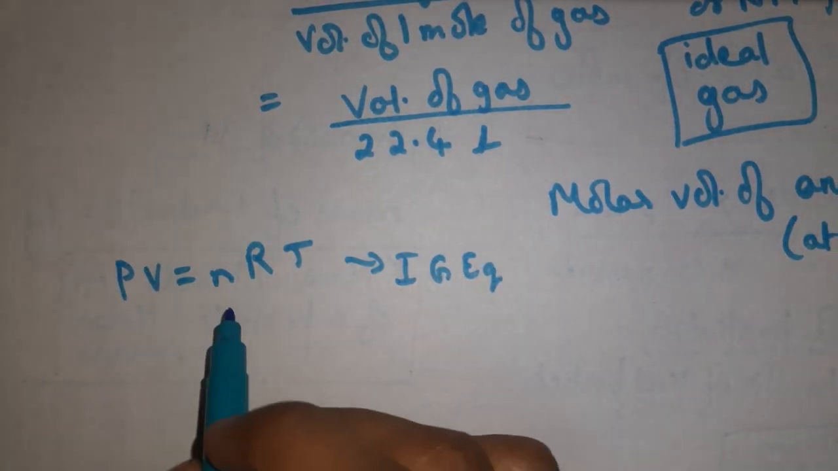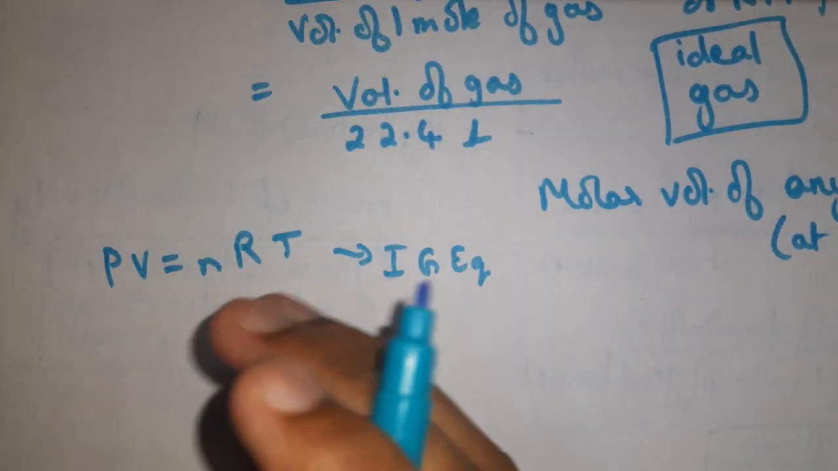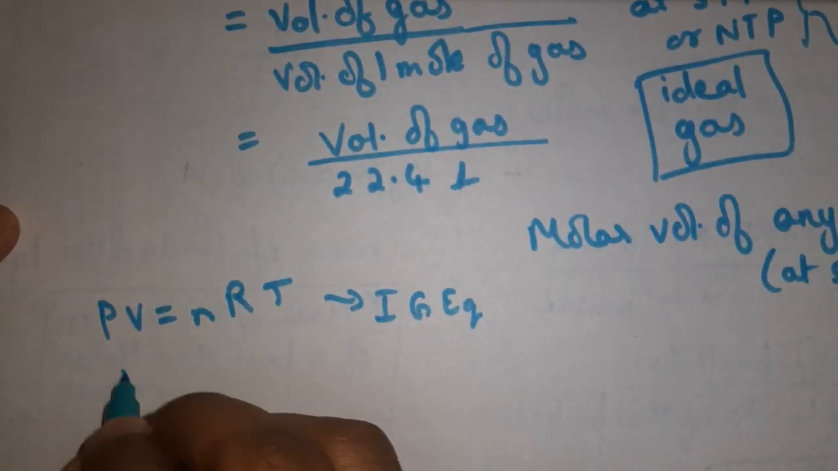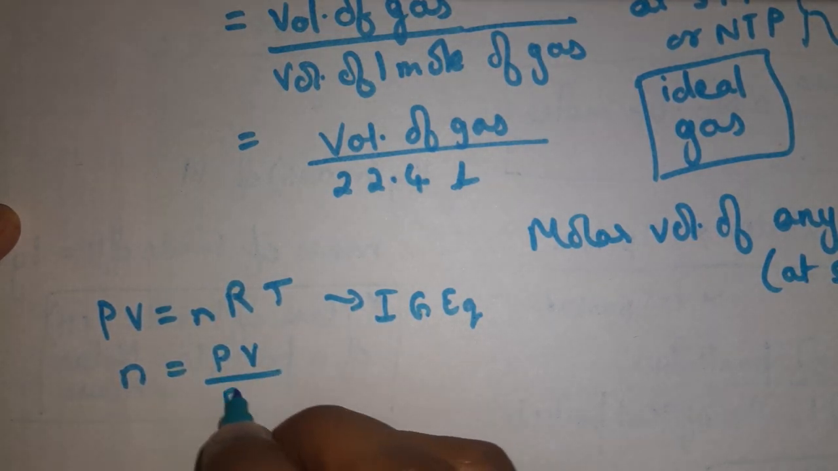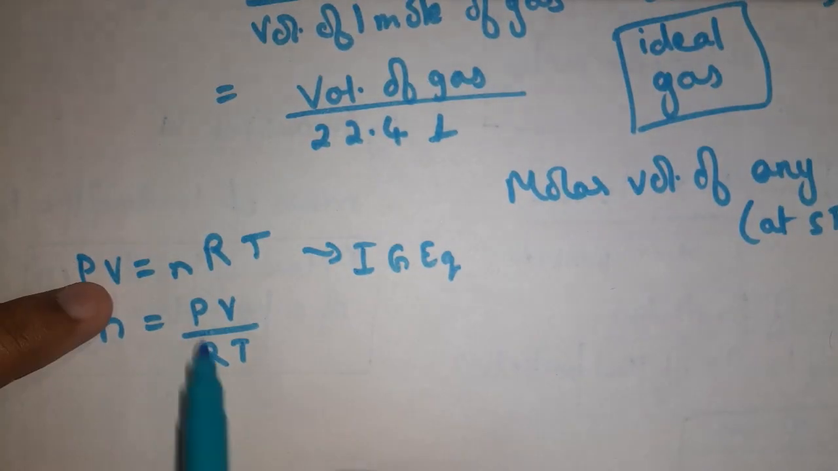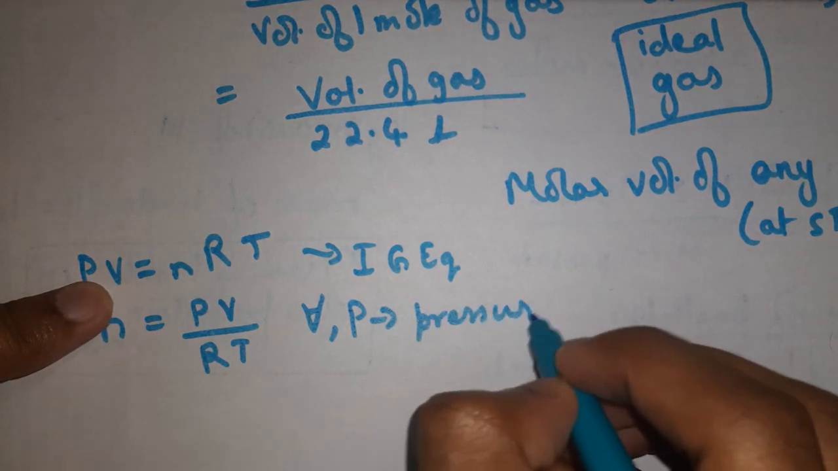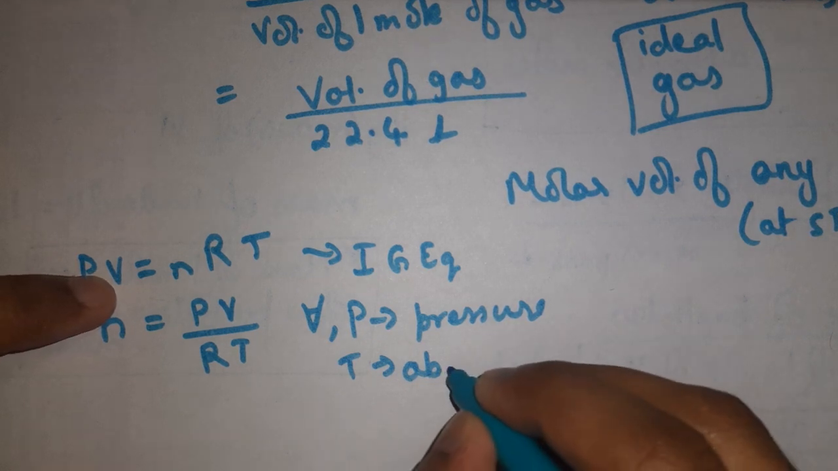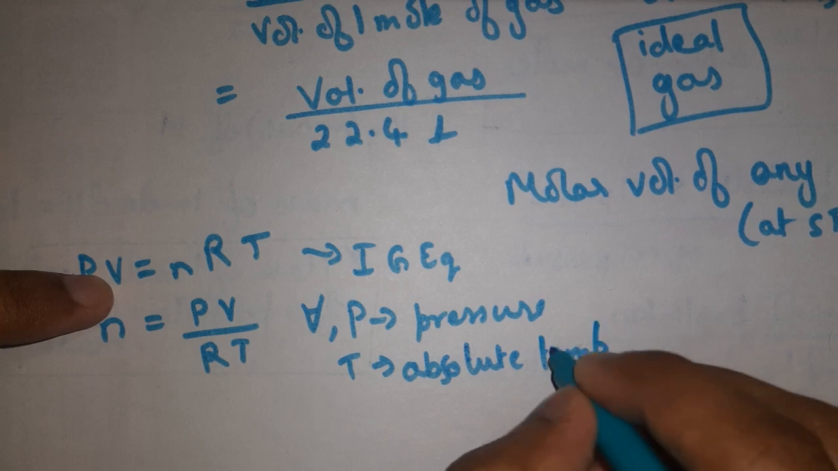If the pressure, volume and temperature of the gas are different, not STP and NTP, then we can calculate the moles from this formula, PV by RT. And here I'll elaborate: P is pressure, T is absolute temperature, which is temperature in Kelvin, always remember.